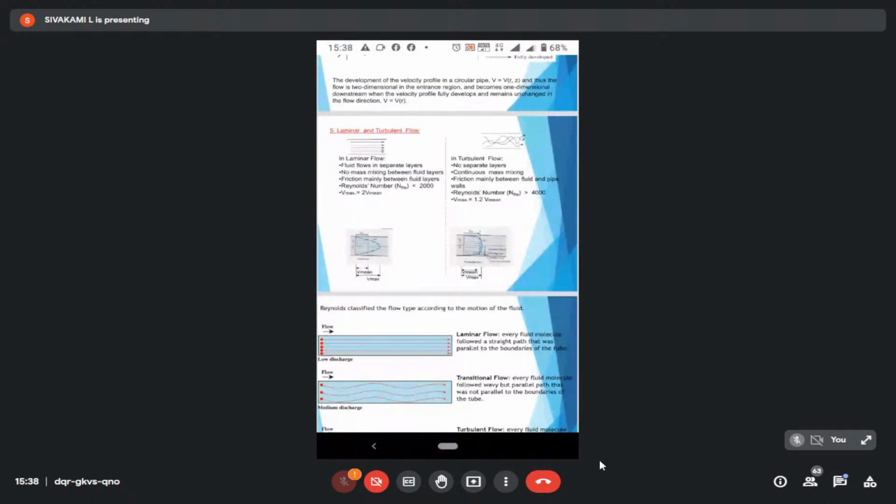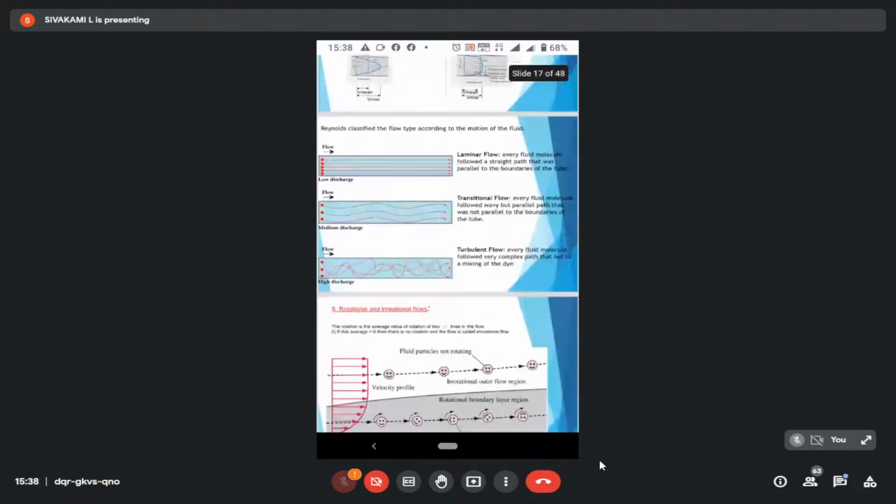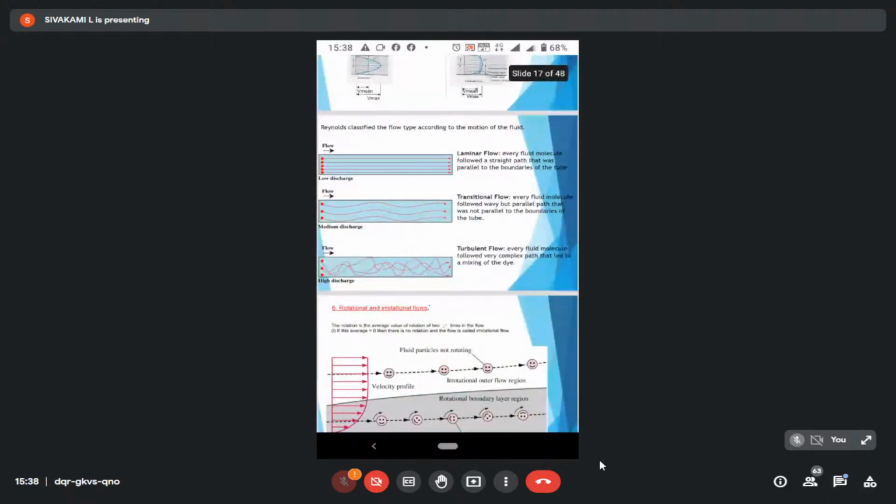So let us see here. The Reynolds number is classified through this diagram. The Reynolds number classifies the flow type according to the motion of the fluid. Low discharge from the starting place and the flow pattern is uniform. Every fluid molecule follows a straight line path that is parallel to the boundaries of the tube. It is called laminar flow.